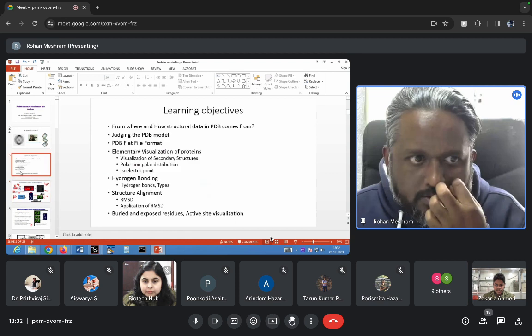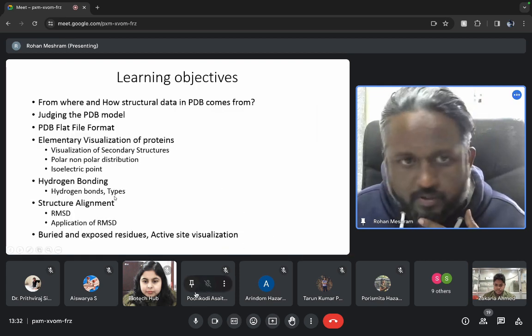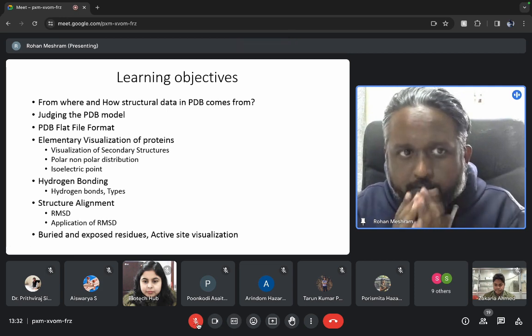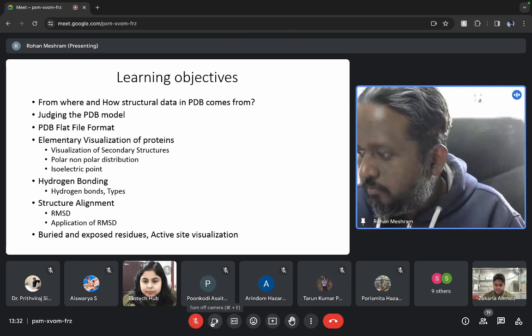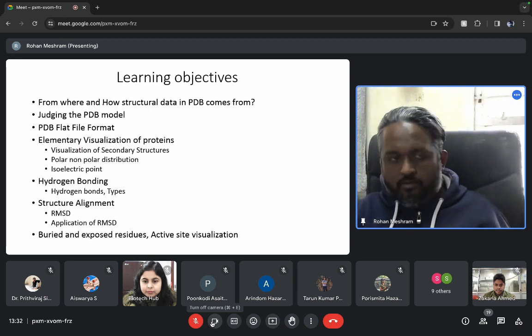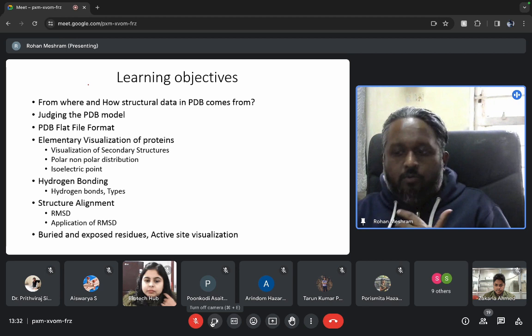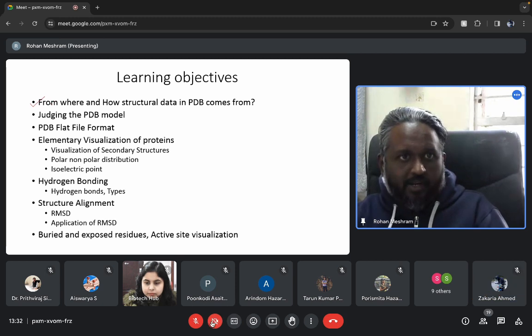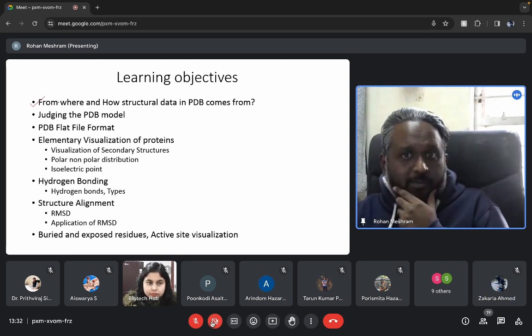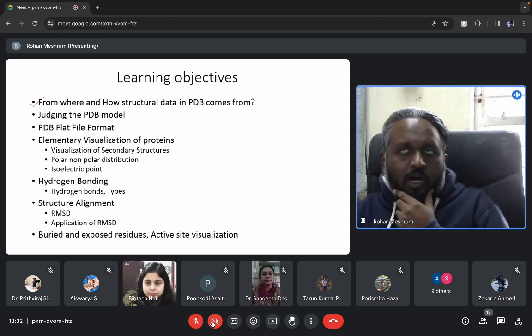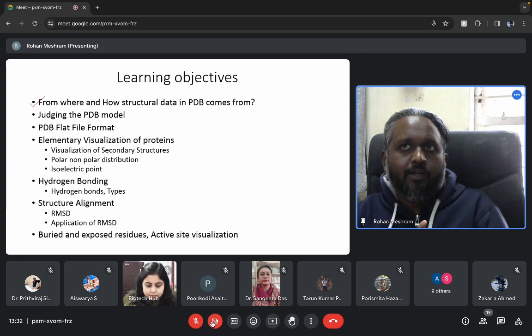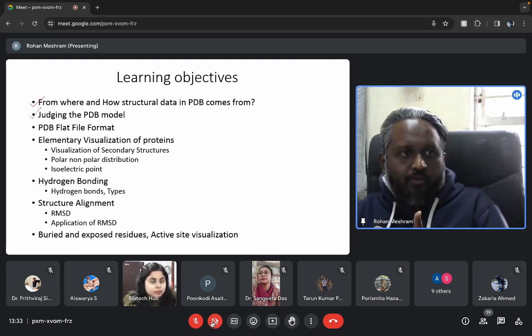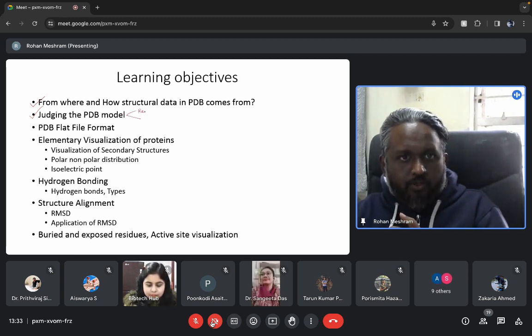So let us pick up where we left off. We began our discussion with where you obtain the structural data, and how, using crystallography, you generate that structural data. We have solved this, as to from where and how structural data in the PDB is obtained. We also learned how to download the model from the PDB. Then, on what basis do we judge the quality of a PDB model? We defined two parameters: resolution and R value.